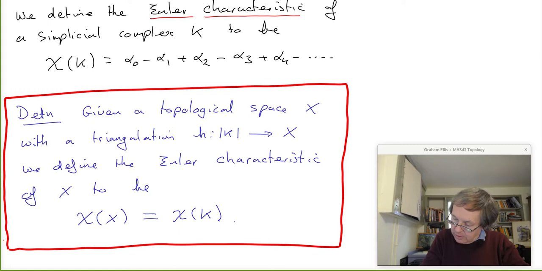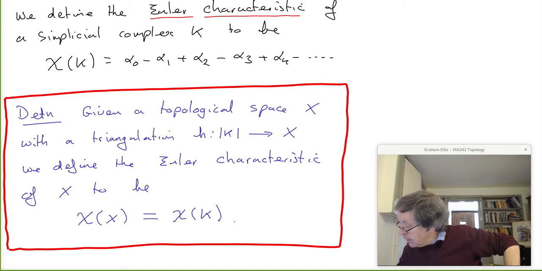What happens if I take two different triangulations of a topological space? Will I get the same Euler characteristic? Because here I say the Euler characteristic of X, my torus, is the Euler characteristic of any triangulation you care to construct. Now, there are many ways you could construct a triangulation, and that's an issue. It's a theorem, and I'll say a bit more about it, that it is well defined. It doesn't matter which triangulation you take, you get the same answer. But I'll say more about that in a moment.